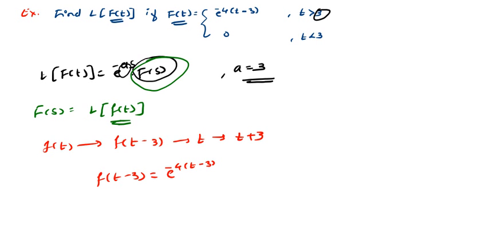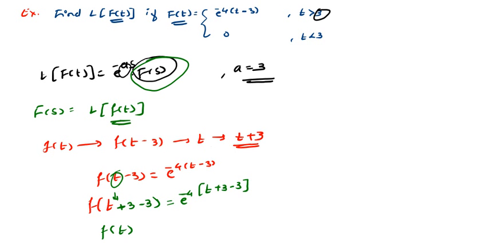Okay, so what will we do? We will replace this t by t plus 3. Okay, so what will you get? In this, replace this t by t plus 3, and the minus 3 stays as it is. So you will see this will be f(t), and this will be equal to e raised to minus 4t. So we got the value for f(t).